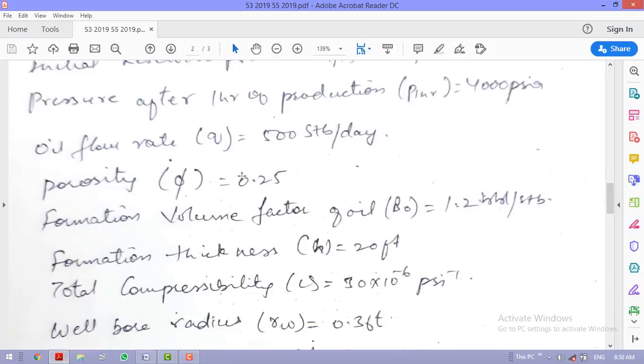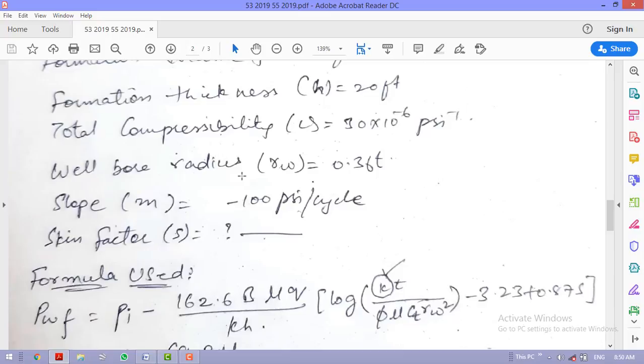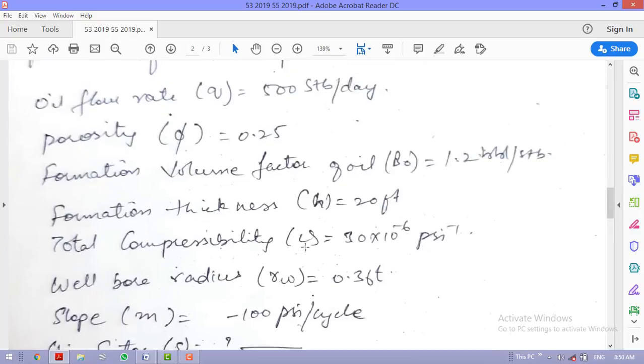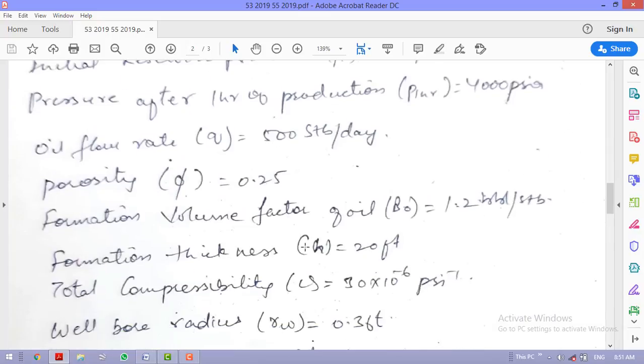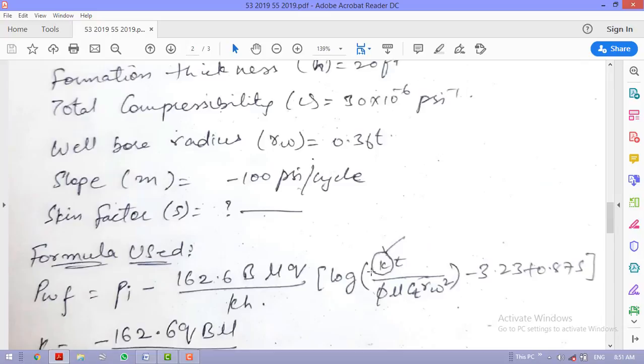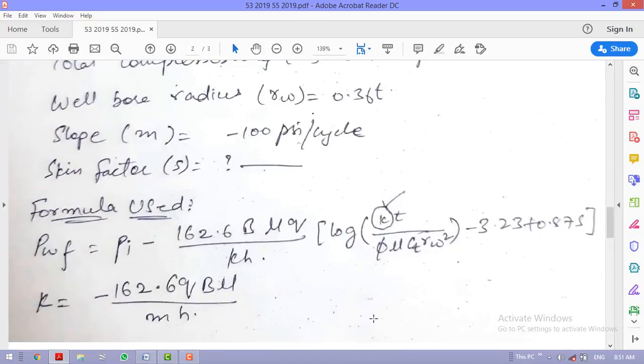As I said, I first wrote the given data, then the relation given in the question, PWF equals Pi and so on, which I just repeated. Now we have everything available in the data, but we don't have the permeability. To find the skin factor we need another property of the reservoir, that is the permeability. To determine permeability we have to use this formula, the only reason being that the slope is given here. So let us quickly see what the formula is.